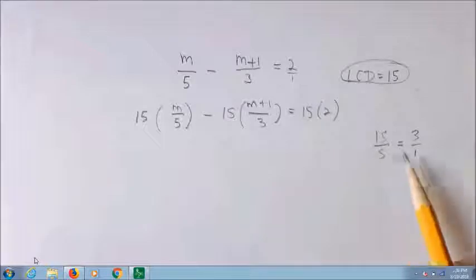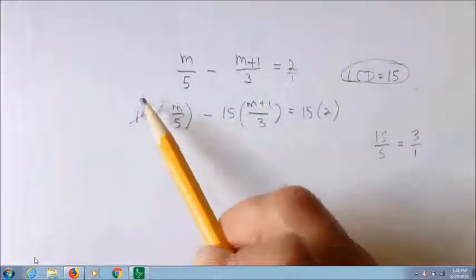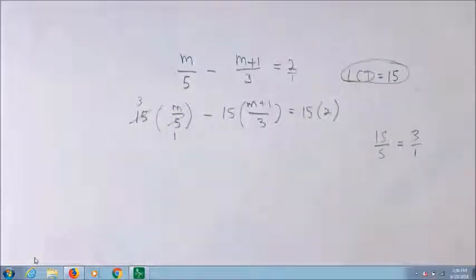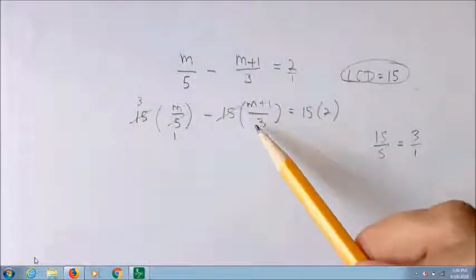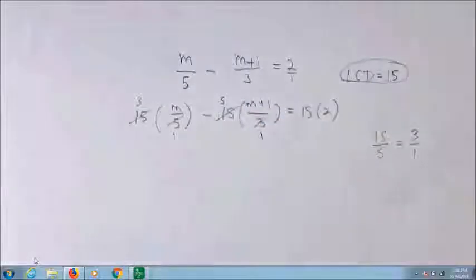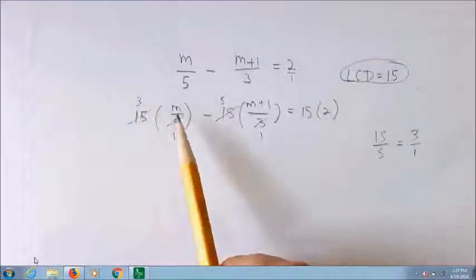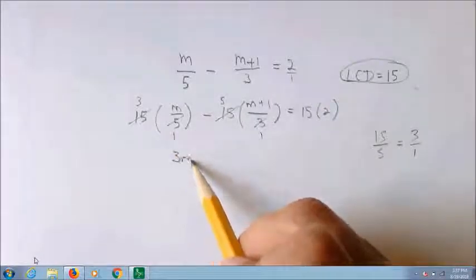So that is reduced. So we're going to reduce this 15 and the 5, divide them both by 5, and you get 3 and 1. Now this 15 and the 3, divide them both by 3, and you get 5 and 1. And we have cleared the fractions. Right? All the denominators are 1. So now multiply across. 3 times m is 3m.